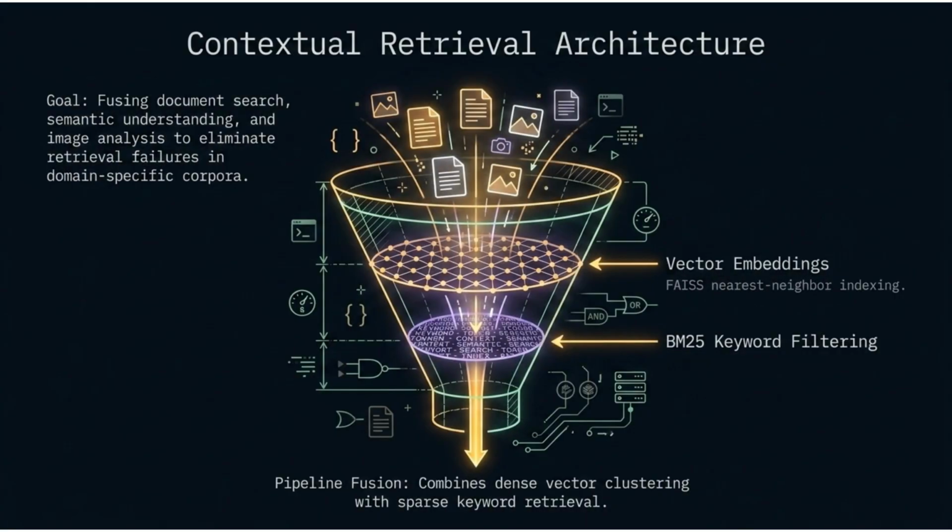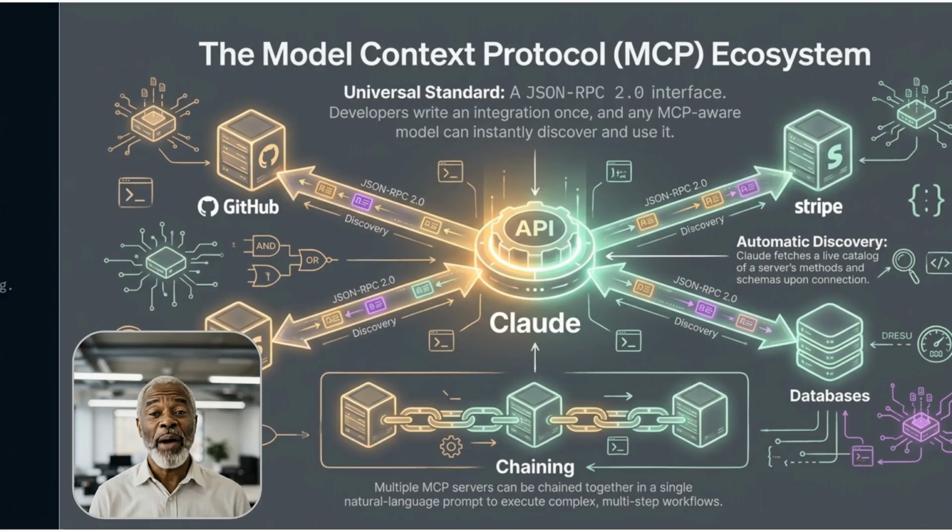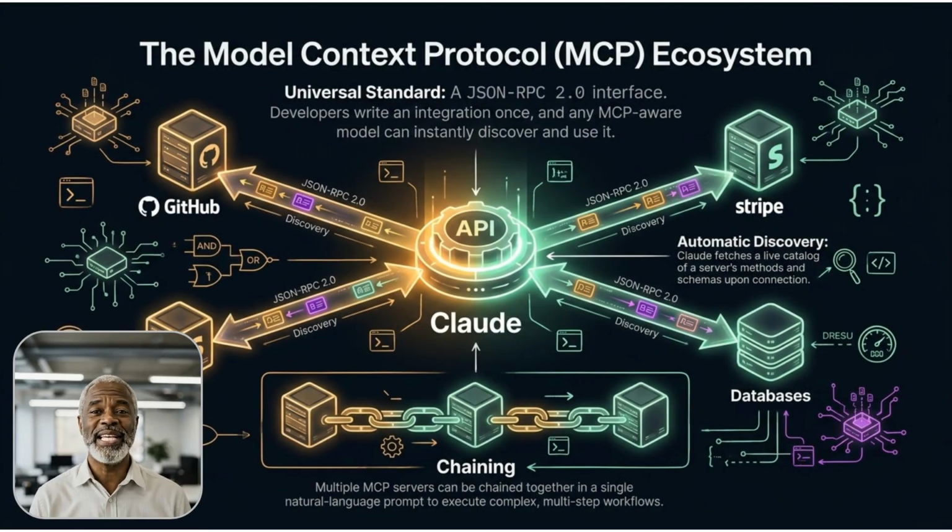The contextual retrieval architecture eliminates retrieval failures in domain-specific corpora. It combines dense vector clustering via vector embeddings with sparse keyword retrieval using BM25 keyword filtering in a pipeline fusion process. The Model Context Protocol, MCP ecosystem, is a universal standard using JSON RPC 2.0. It allows for automatic discovery of server methods and schemas upon connection, and for chaining multiple MCP servers in a single prompt for complex workflows.